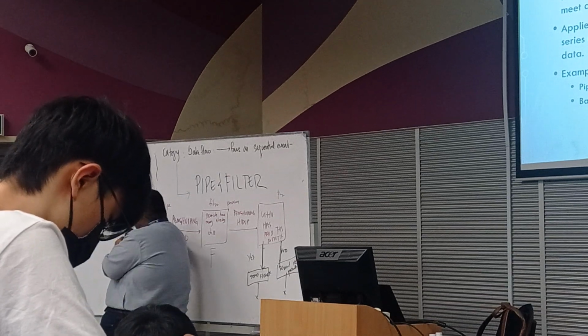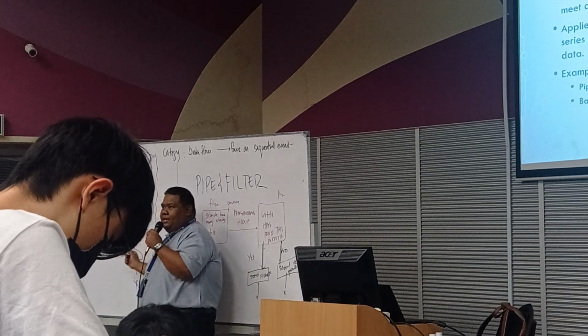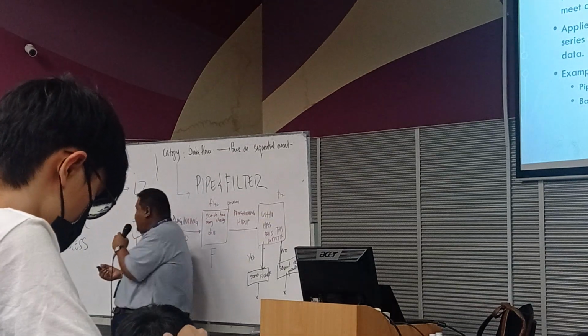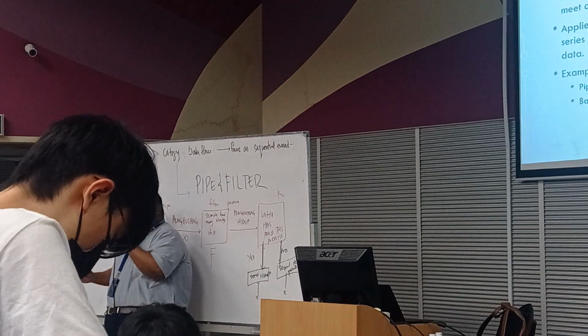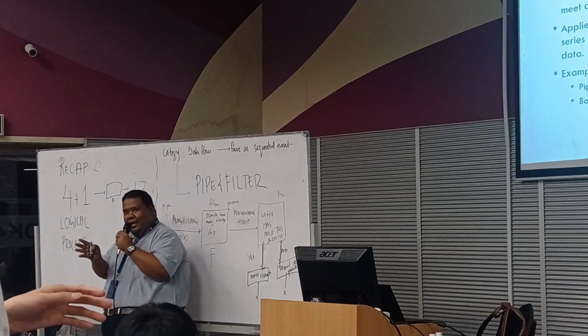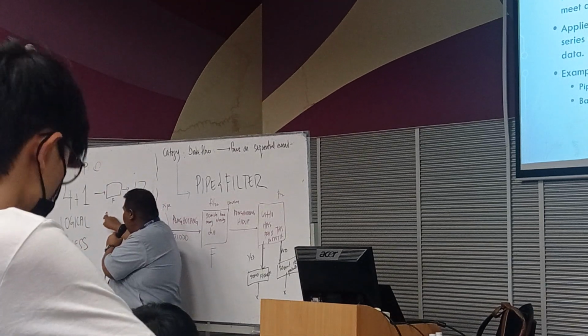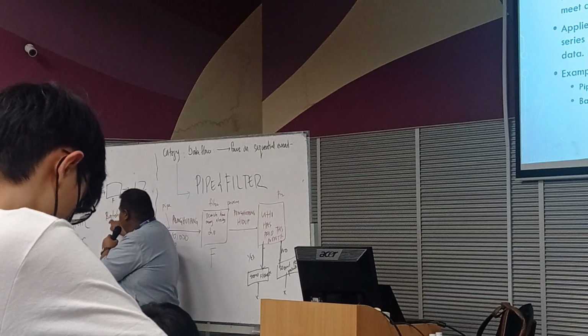If you do it like this, it is not pipe and filter. It has a much more specific name. If your process flow doesn't have concurrency, doesn't have more than one function running at the same time, then we call this batch sequential.